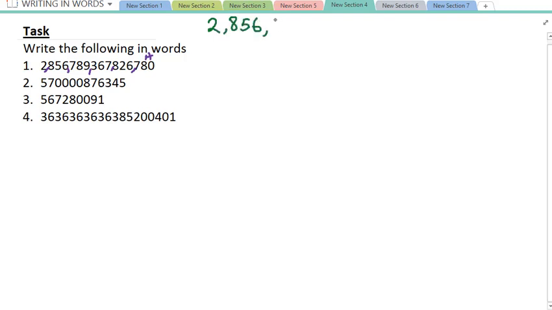So let's say I have 2,856. I've already cut it too. Then 789, 367, 826, then 780. So I actually know from this kind of question that this is the hundreds part, thousand part, million part, billion part, trillion part, and quadrillion part. So hundred, thousand, million, billion, trillion, quadrillion.